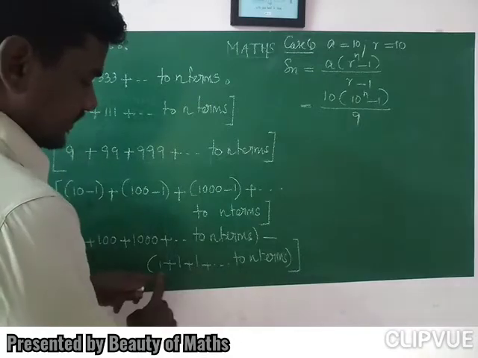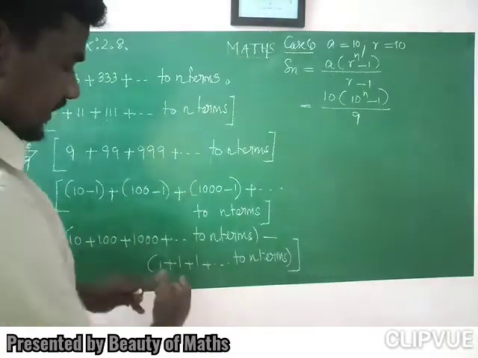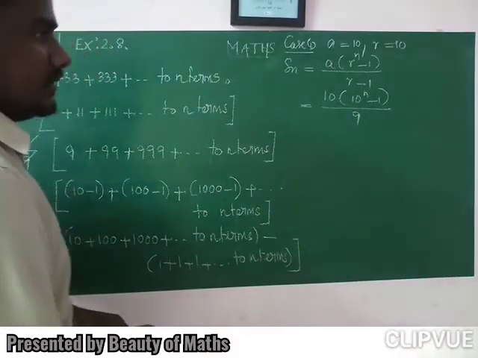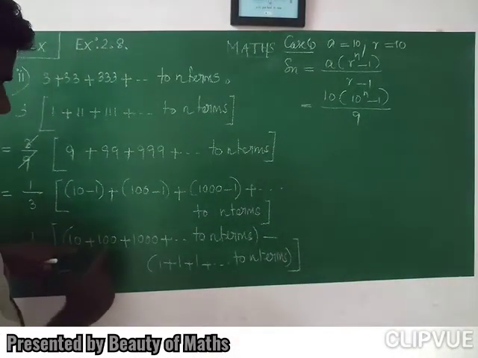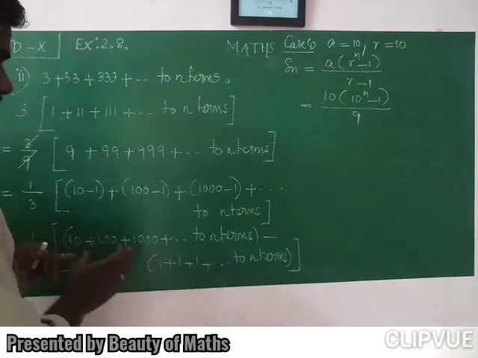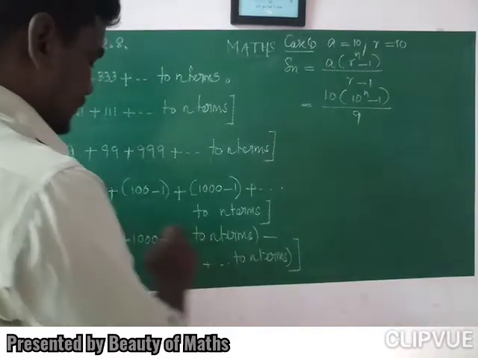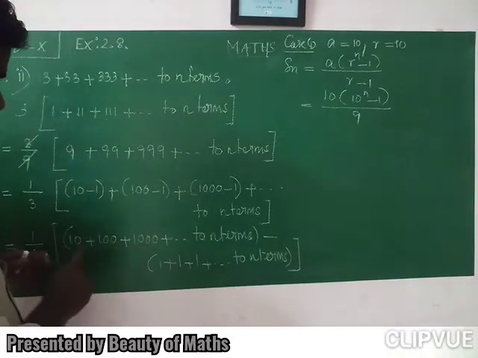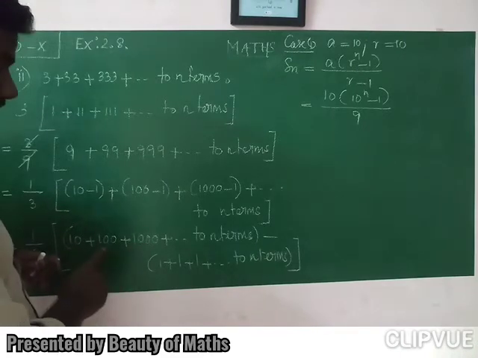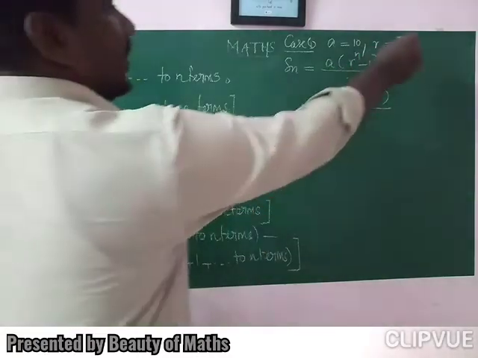Actually here a is equal to 1, r is equal to 1. We know the formula Sn equal to na, so we can write Sn equal to n. First, 10 plus 100 plus 1000 plus and so on to n terms. This is a GP because the ratios are the same. What is the ratio? 100 by 10 equals 10, 1000 by 100 is equal to 10. So in the first case a is equal to 10, r is also 10.